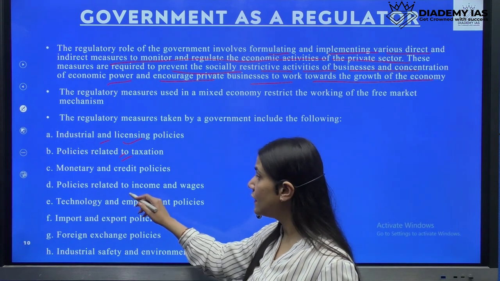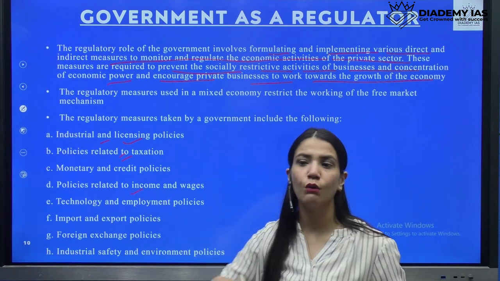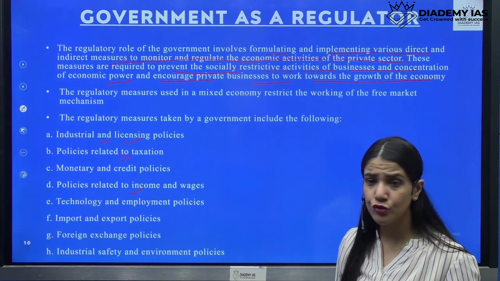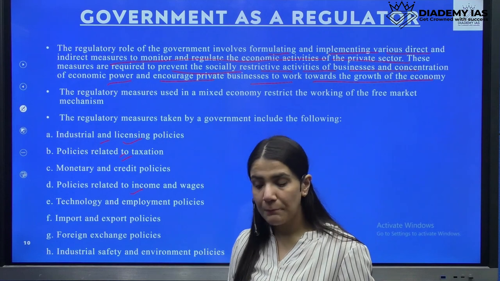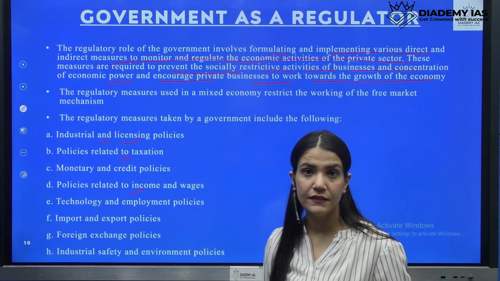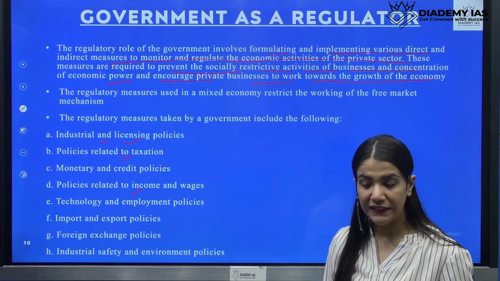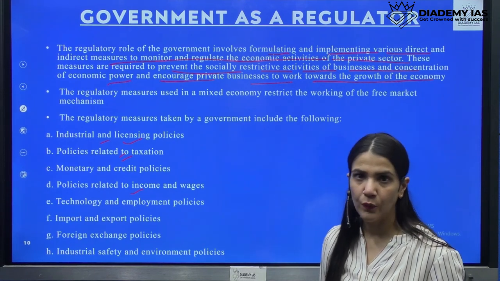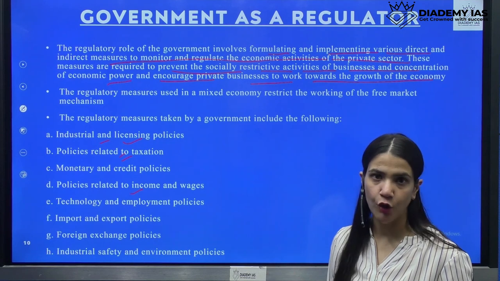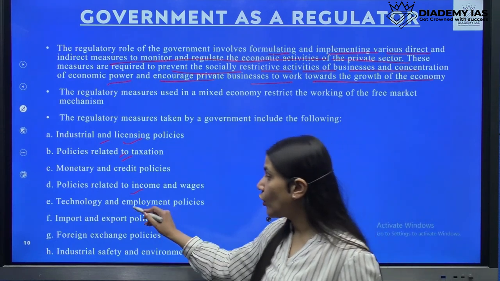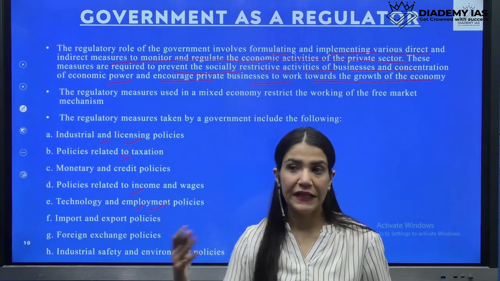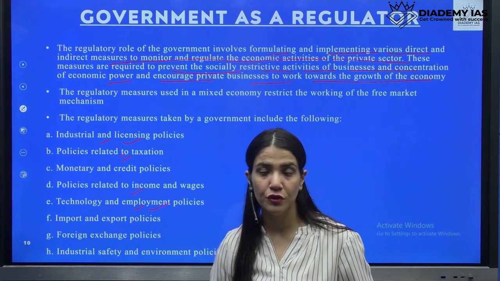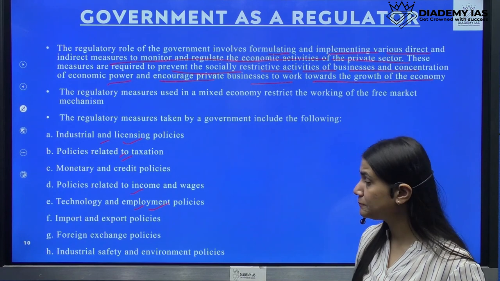Then you have policies related to income and wages, that is, how the wages and the income are going to be provided. There should not be any unfair means. The employee gets the money in context of the kind of service he or she provided. It cannot be in any way less than the expected norms, right? Then the technology and employment policies. What are the latest technologies? What is the way the training and entire module should be available?